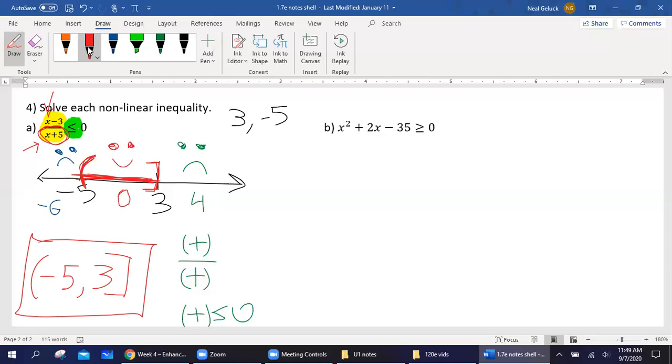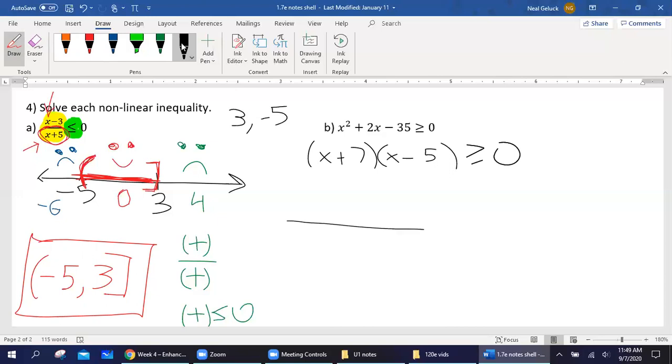On letter B, okay, the first thing was rewrite so one side is 0, done. Factor the other side. All right, this one's not factored, but it's a pretty fast factoring one. I would have x plus 7, x minus 5. Okay, step 3 is to find the zeros and use those to split up the number line. Well, my zeros would be -7 and 5.